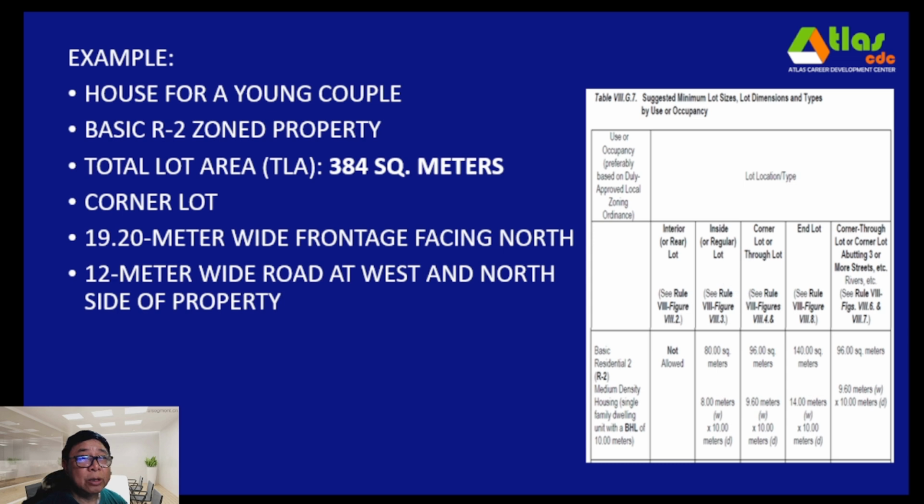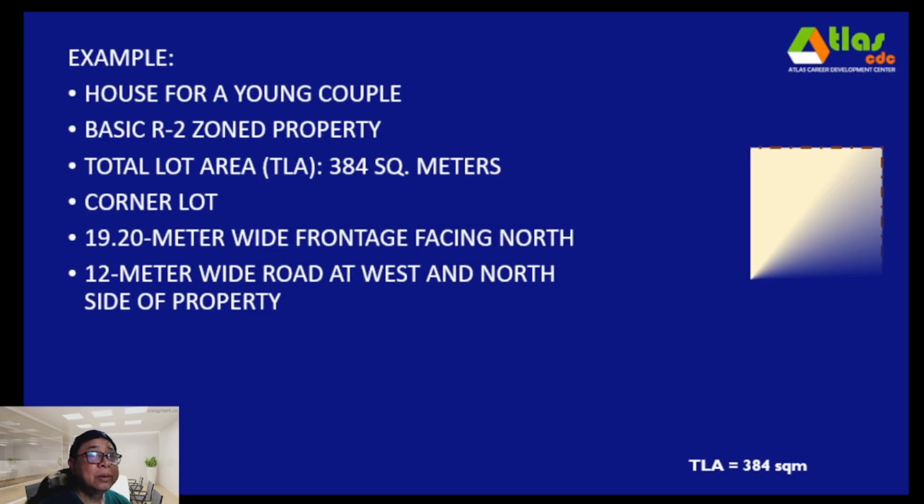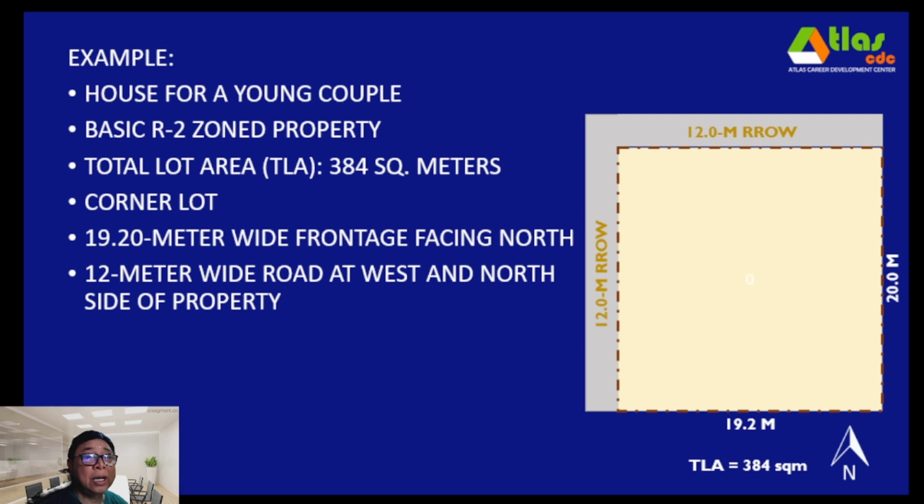So if we are going to compare the lot area here of 384 square meters, it is bigger than the suggested minimum lot size of 96 square meters for a basic R2 corner lot under Table 8.G.7. So let us draw the lot. So this will be 19.20 meters by 20 meters, having a road at the north and west side of the property.